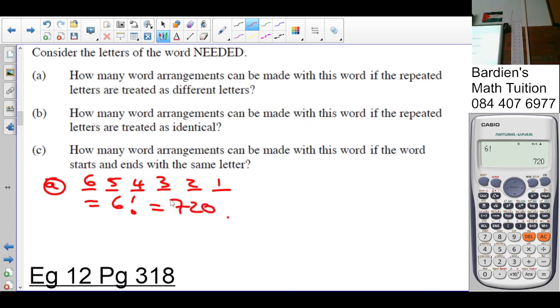Okay. B. How many word arrangements can be made with the word if the repeated letters are treated as identical letters? Repeated letters are treated as identical letters. So is that the example of the formula? Yes. Okay.